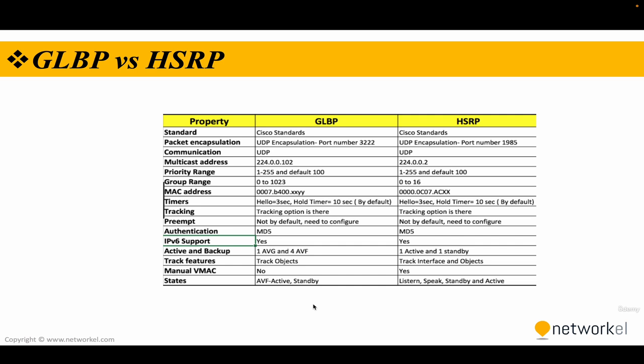HSRP uses a single virtual MAC address per group. On the other hand, GLBP uses multiple virtual MAC addresses, up to 4 MAC addresses per group, for load balancing purposes, and they are both Cisco proprietary protocols. So in essence, while both protocols provide redundancy, GLBP offers the additional benefits of load balancing traffic across multiple routers in a group, making it suitable for environments where maximizing network bandwidth utilization is important.